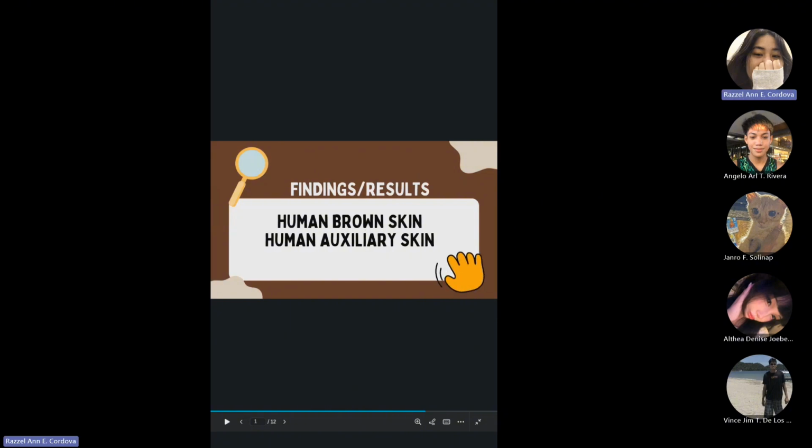In our findings, we were able to identify the three main layers of the skin. We were also able to observe the accessory structures such as coiled sweat glands, the oval hair follicles, and the lobulated sebaceous glands. These structures help in protecting the skin and maintaining body function.